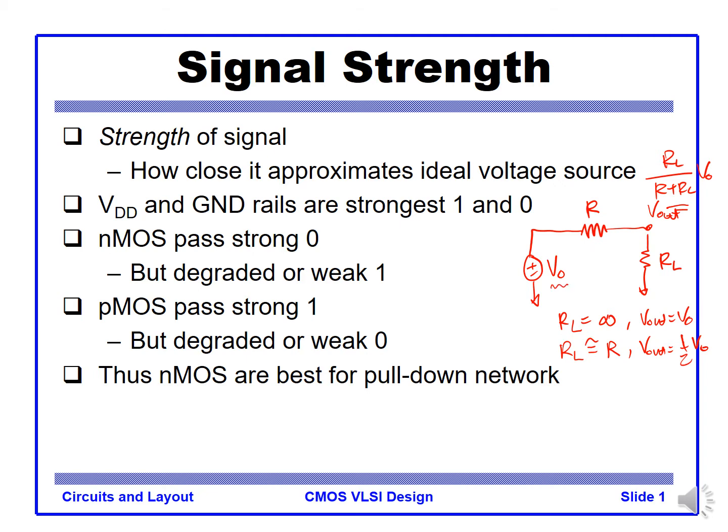So originally we wanted to deliver VO to the output. Because of the load condition, the output would not be what you wanted to drive. So the strongest strength would be the R equal to 0 case. This is a strong driver. This is a strong voltage driver.